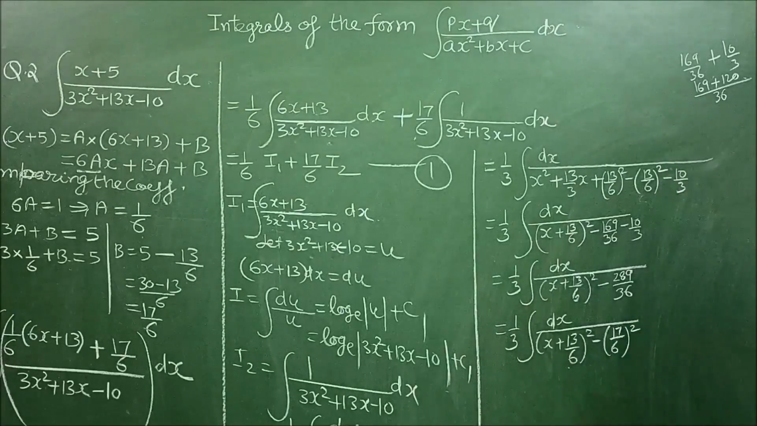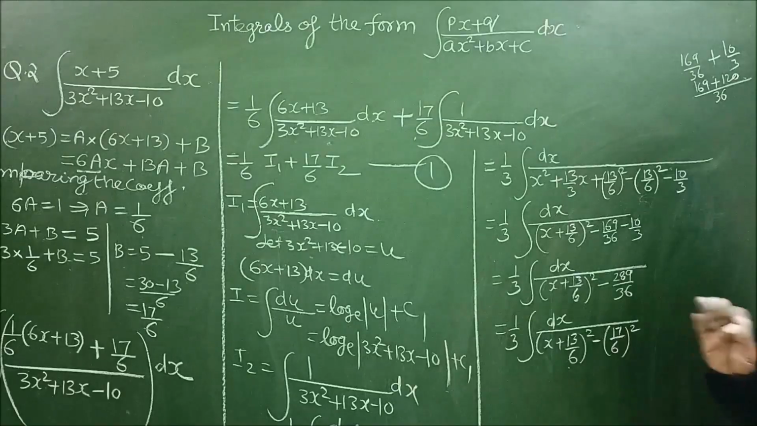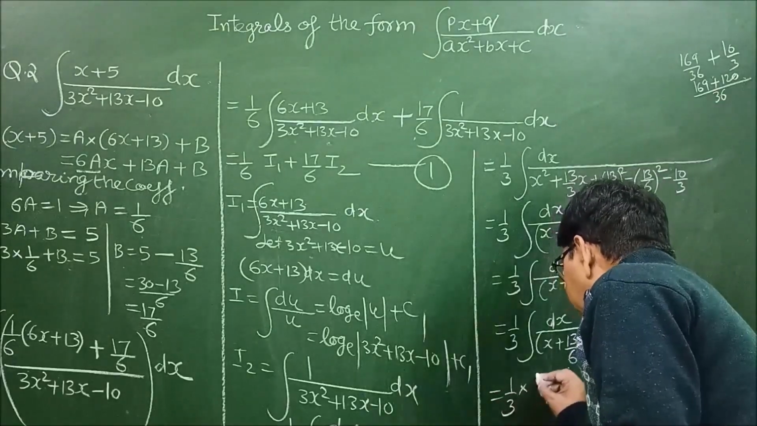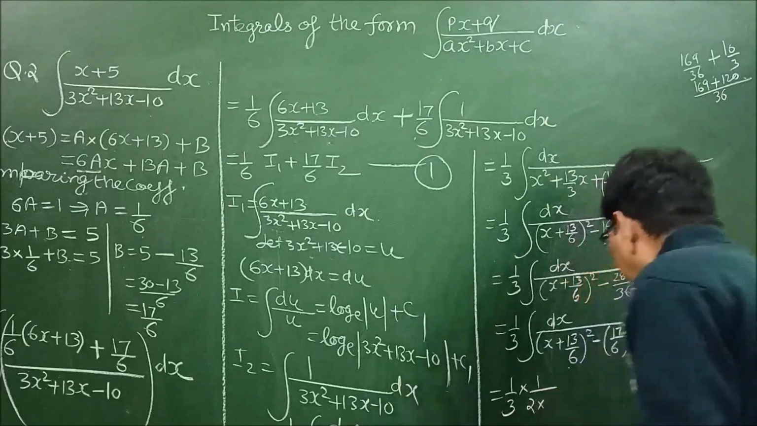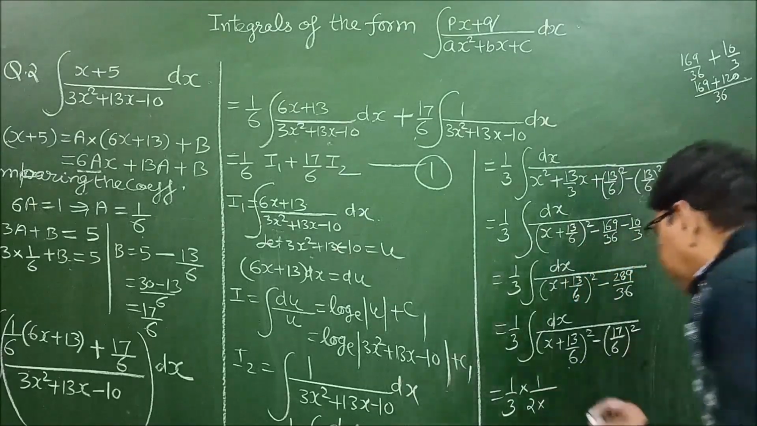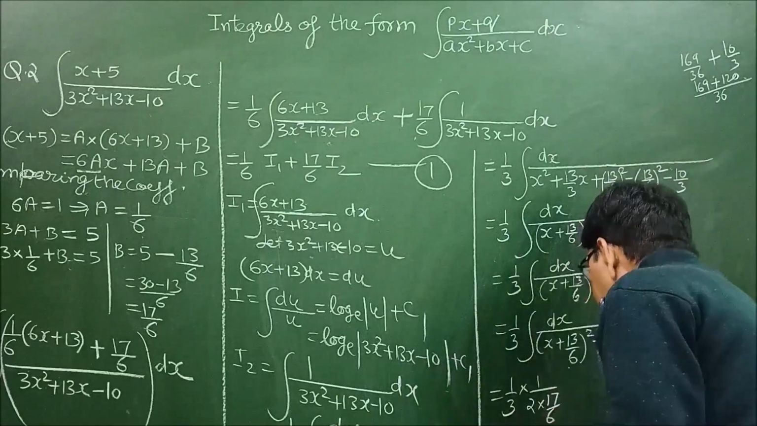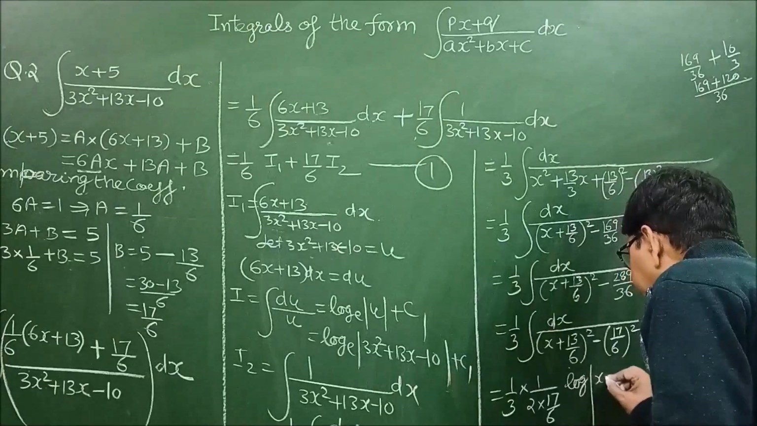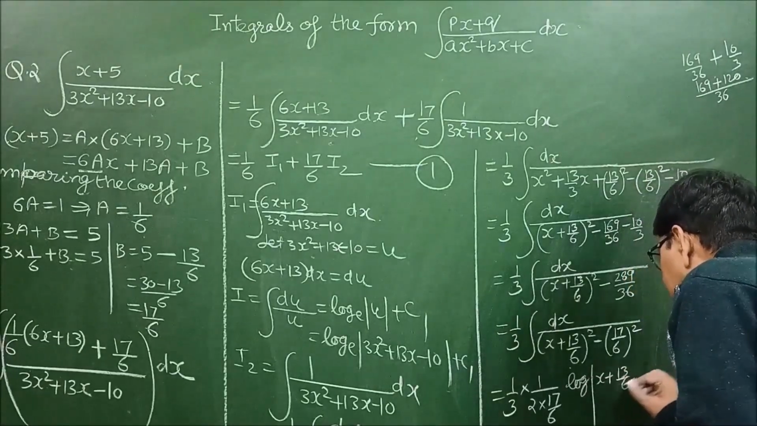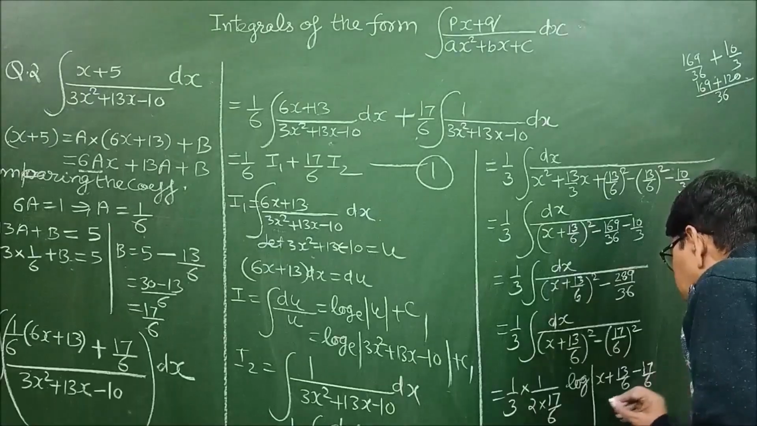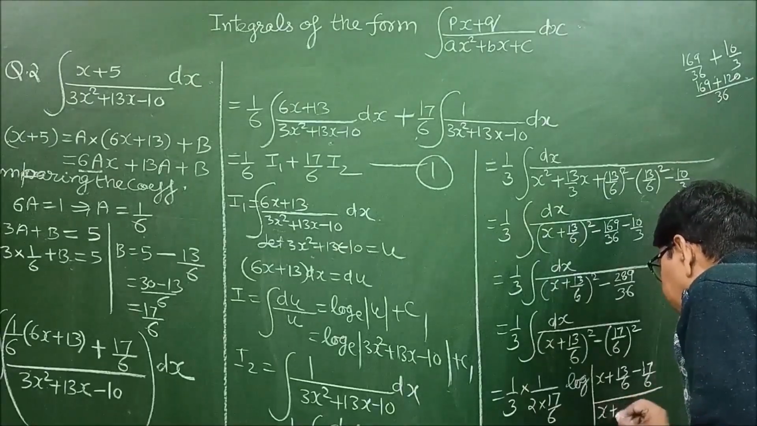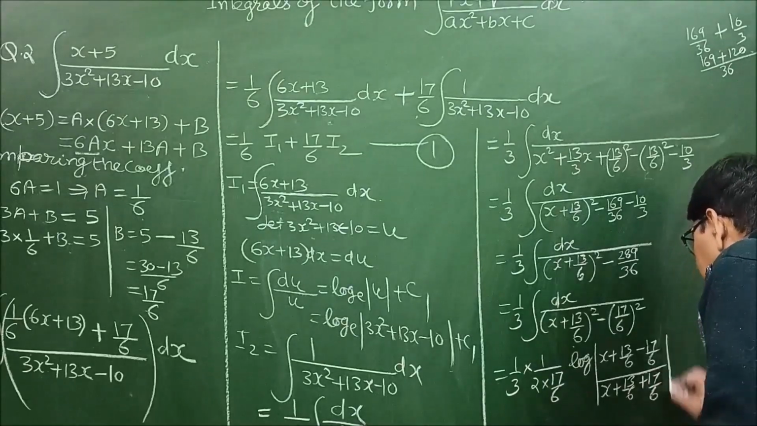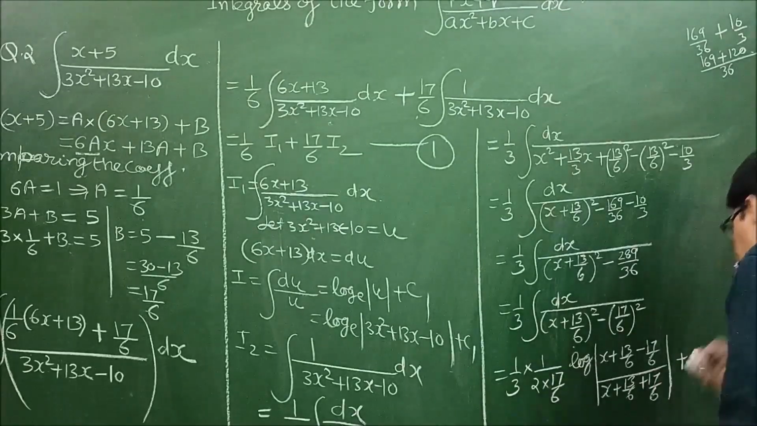Now this integral is in the form of x² − a², so its integral is equal to 1/3 into 1/2a. The value of a here is 17/6, so log of (x + 13/6 − 17/6) upon (x + 13/6 + 17/6), plus some constant c2.